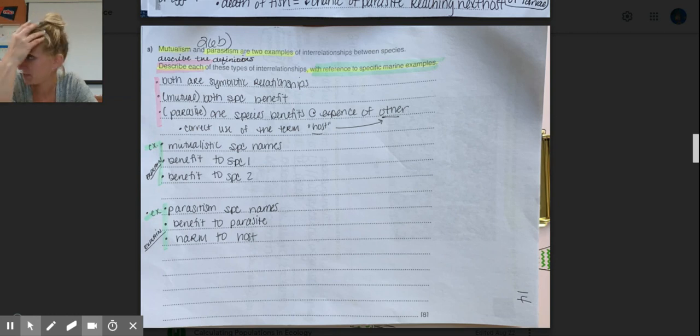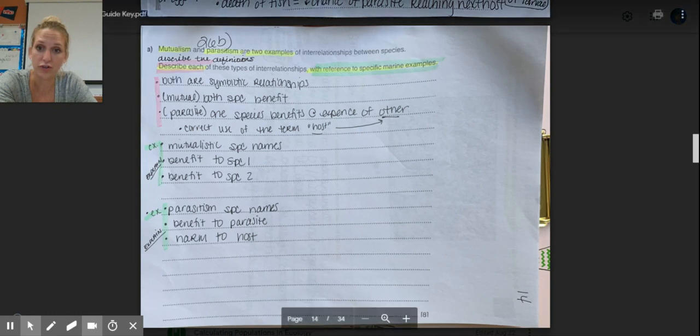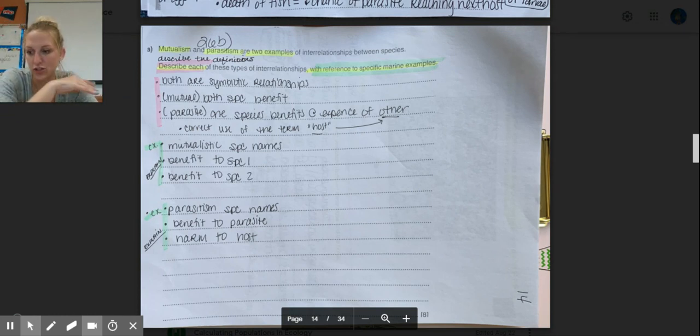Parasitism, same thing. You want to say a species name. So tuna and nematode. Benefit to the parasite: the nematode gets nutrients and organic material or chemical energy from the host. And then your host, which would be like the tuna, loses organic material, loses chemical energy, and could possibly also get diseases from it. That's 26.